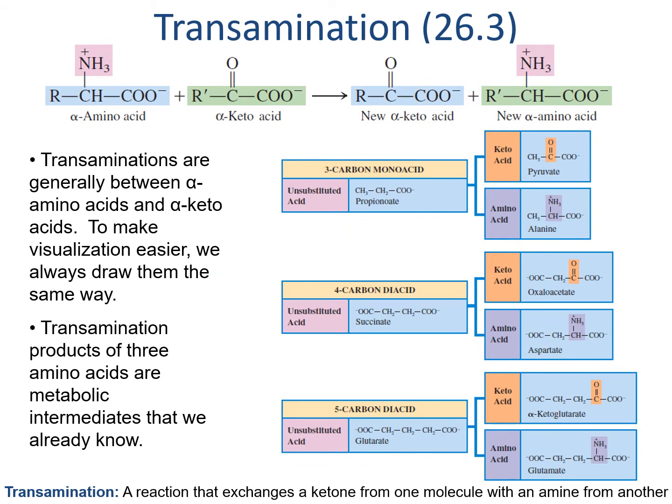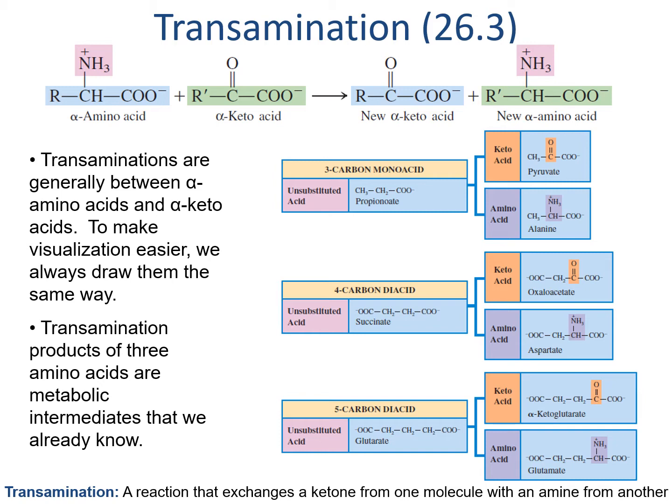Transaminations always work by swapping a ketone on an alpha keto acid with an amine on an alpha amino acid. Remember that the alpha always refers to the position 1 over from a carboxylic acid or a carboxylate. So an alpha keto acid has a ketone 1 carbon over from a carboxylic acid or a carboxylate, and an alpha amino acid has an amine group, a nitrogen, 1 carbon over from a carboxylic acid or a carboxylate.